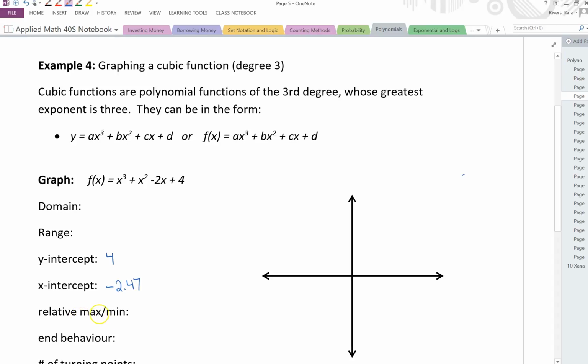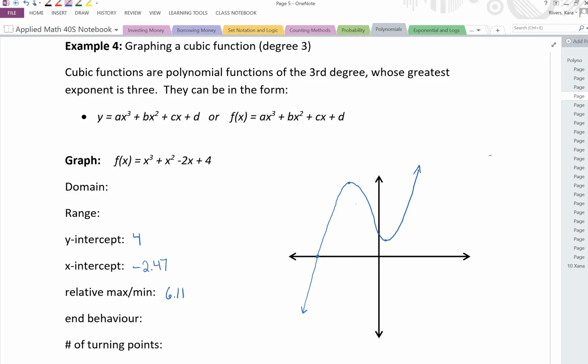So here when it says relative max and min, I don't actually want the whole point, I just want the y value. So that's the 6.11, but I'm going to need that for the graph, so I'm actually going to start graphing this. Remember, the same way we drew a quadratic, you wanted smooth curves, you didn't want sharp V's at the vertices. You want smooth curves as you're drawing your cubic function as well. Don't forget to label your axes x and y.